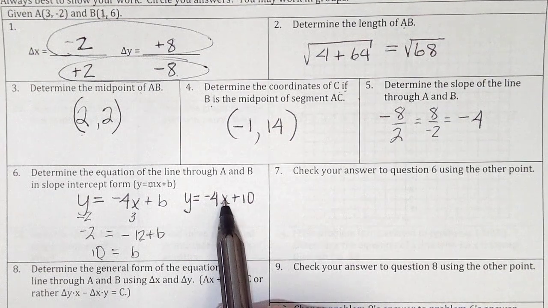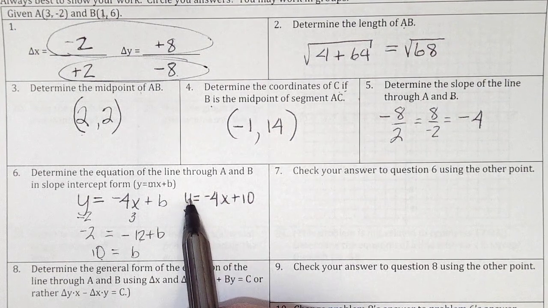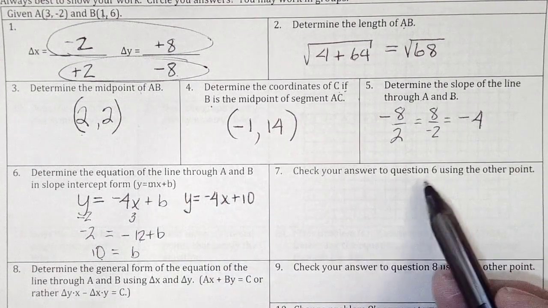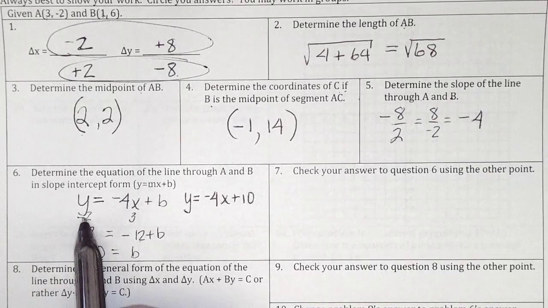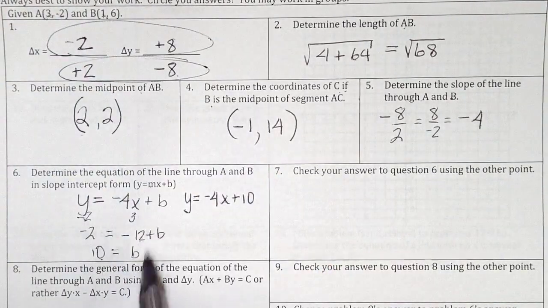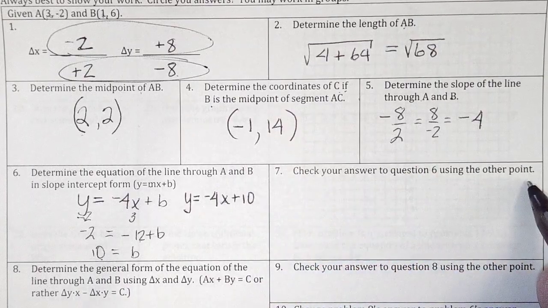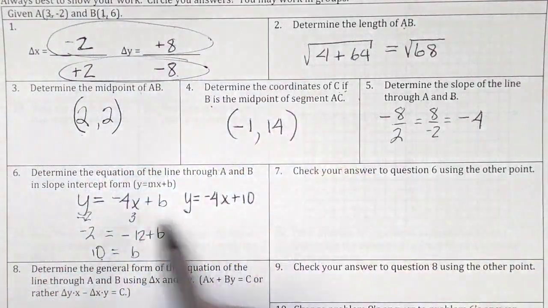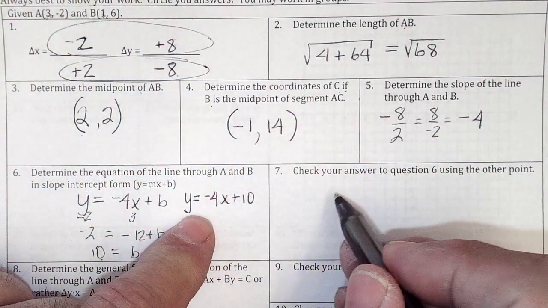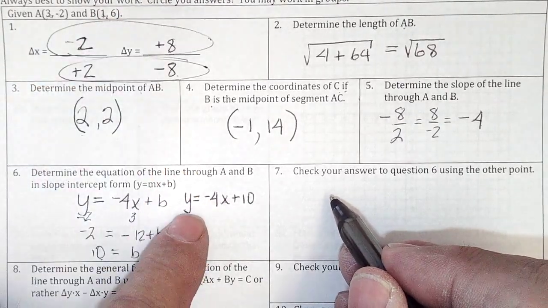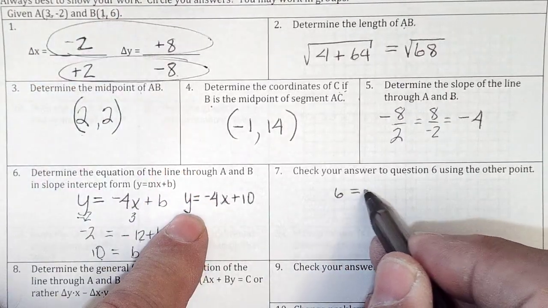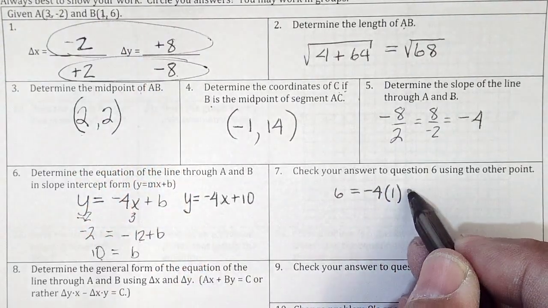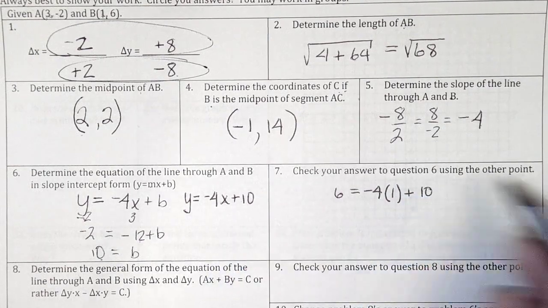So I should be able to put different x's in and find the matching y's, or put in different y's and find the matching x. And specifically, since I used the 3, -2 to find the 10, to make sure I've done everything correct, I should be able to put in 1 for x and 6 for y and get a true statement. So if I put in the 6 for the y and the 1 for the x, I should get a true statement.